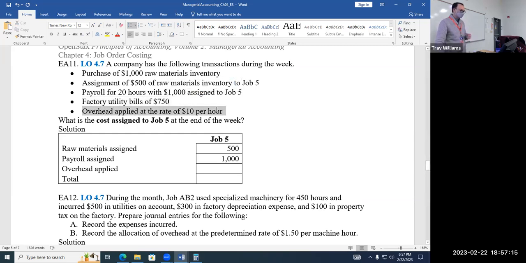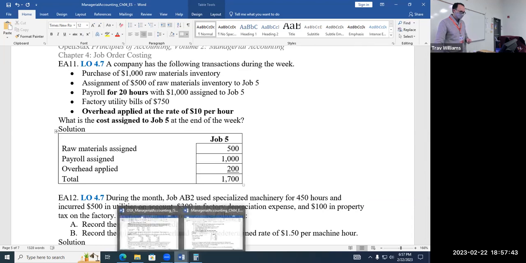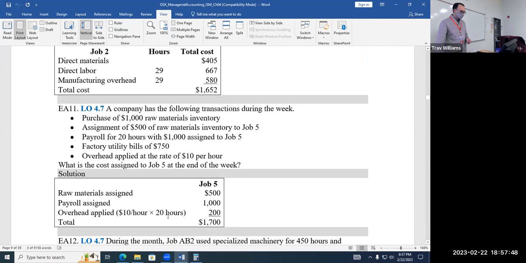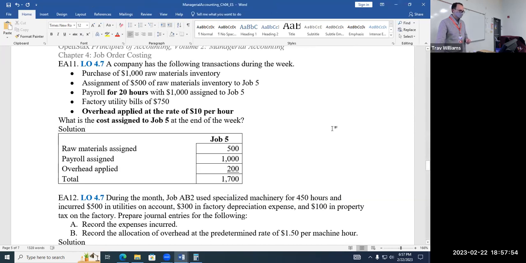Down here, though, we apply overhead at $10 per hour. Back here, it said it was 20 hours of labor. 10 times 20, that's 200. So it looks like our total for this job is 1,700. You got your direct materials, your direct labor, and the applied overhead. And yep, 1,700. Okay. Any questions?